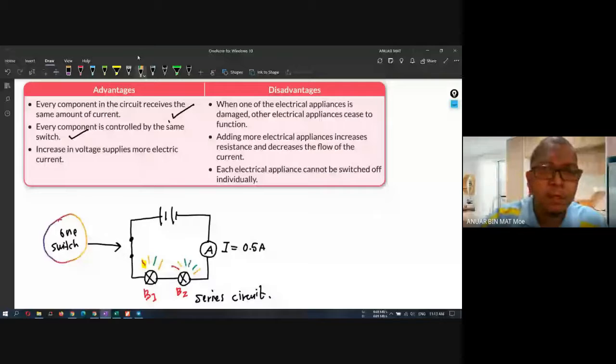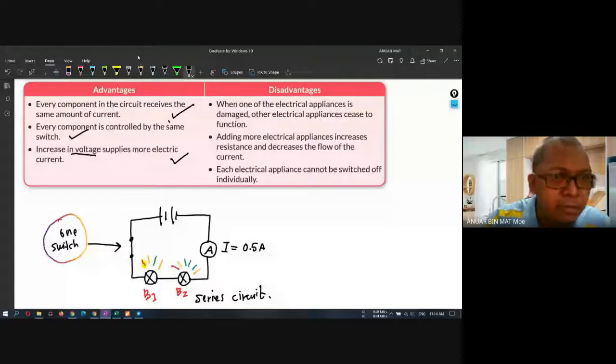Advantage number three, increase in voltage supplies more electric current. Increase in voltage supplies more electric current. For example, if I add another battery here.